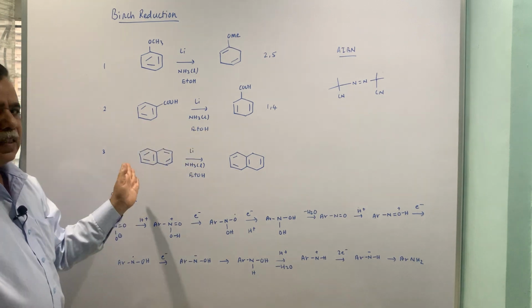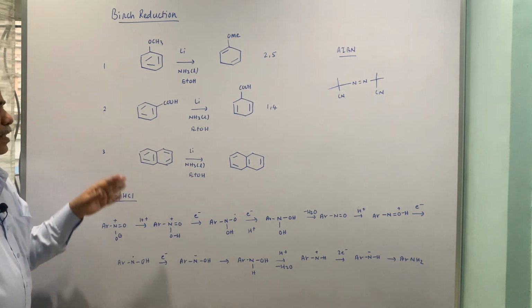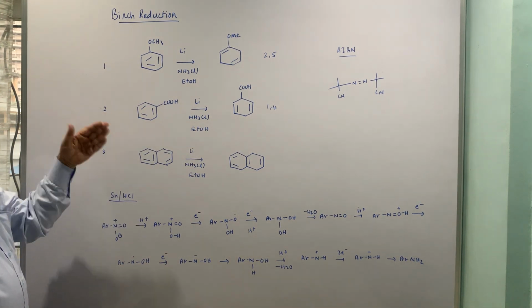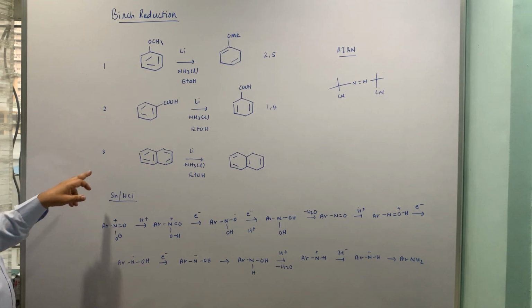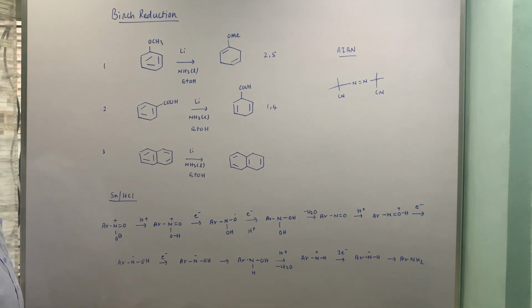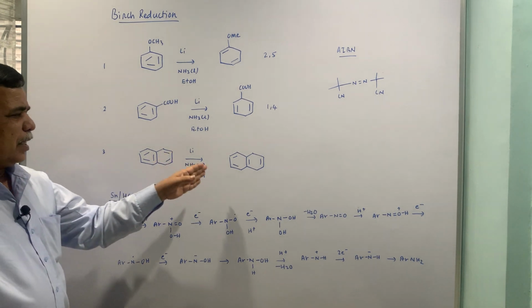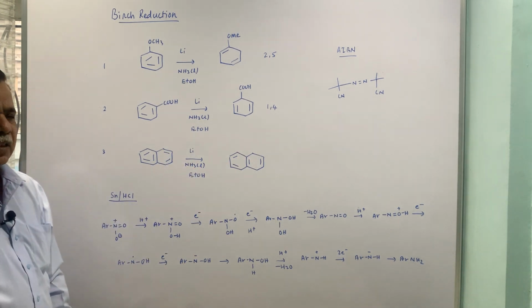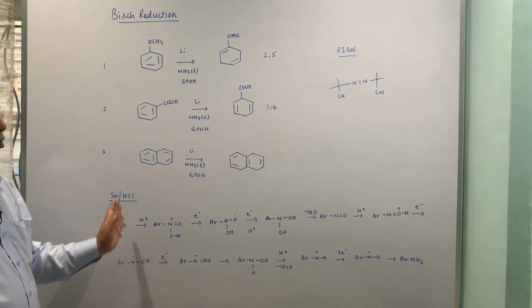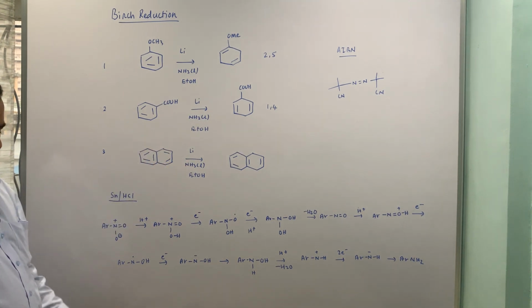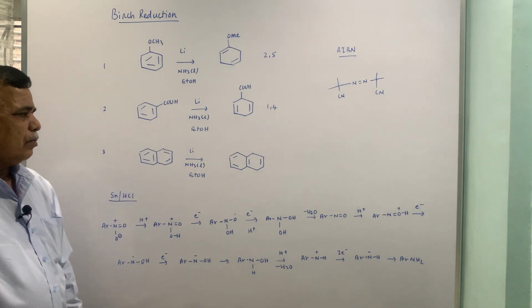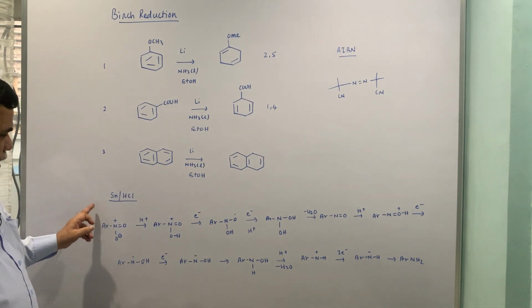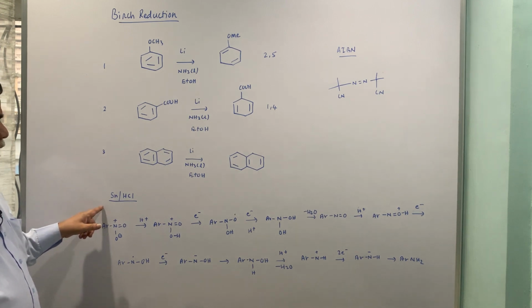So we'll write down the mechanism for at least one or two. If time permits, we'll write for all three. So third, naphthalene is treated in the same manner, and you get the reduction. Two hydrogens are added, or one double bond is missing. Now this is dihydronaphthalene. The second reagent is Sn/HCl.